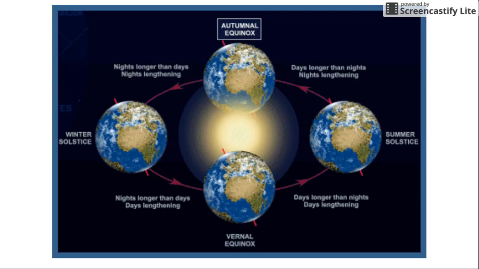When you think about the revolution of the Earth around the sun, it takes 365 days, and we have a winter and a summer solstice, and an autumnal and a vernal equinox. And this is just talking about the position of the Earth as it corresponds to the sun on this revolution, on this path that it takes.